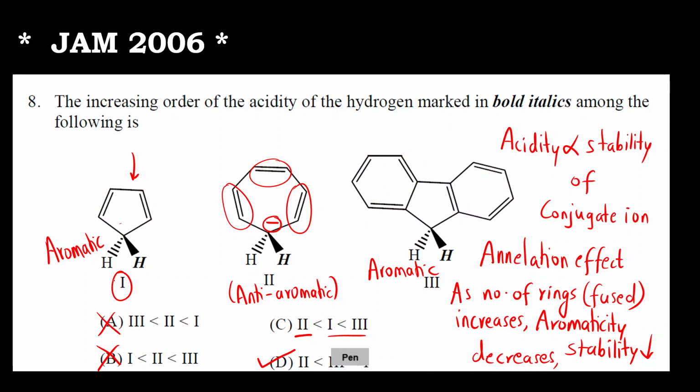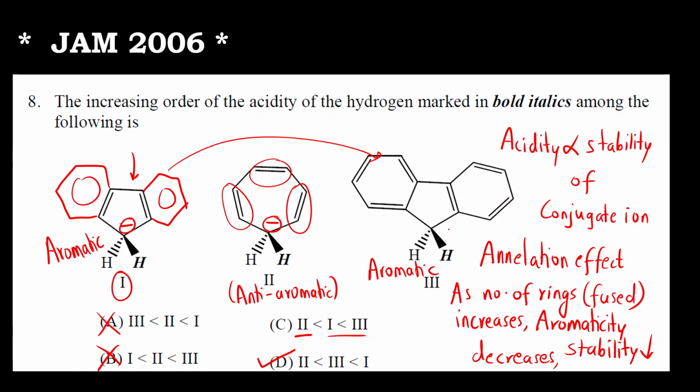If you see the first structure, here this was aromatic. Now if I add two benzene rings like this, I will get the third structure. In the third structure, this middle ring was aromatic, but now the aromatic character will be shared by these two rings. So overall, the third structure is going to be less aromatic because of this annulation effect. That is, as the number of rings increases, the aromaticity gets shared, or the overall aromatic character decreases. So that is why 3 is less acidic.